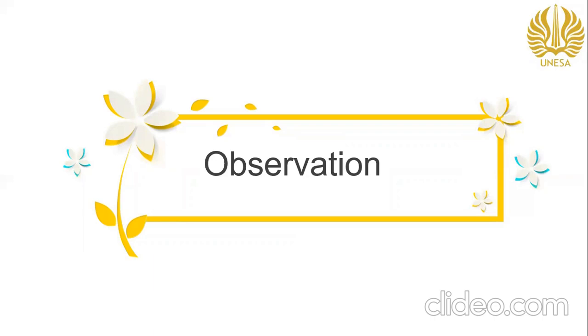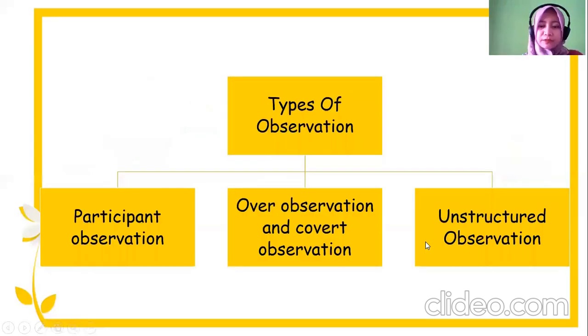And now we will talk about observation. Observation is one of the techniques that can be used to investigate non-verbal behavior. Okay, next slide, please, Mbak Ella. As you know, the observation has a specific characteristic when compared to other techniques. This is the type of observation. There are three types of observation.